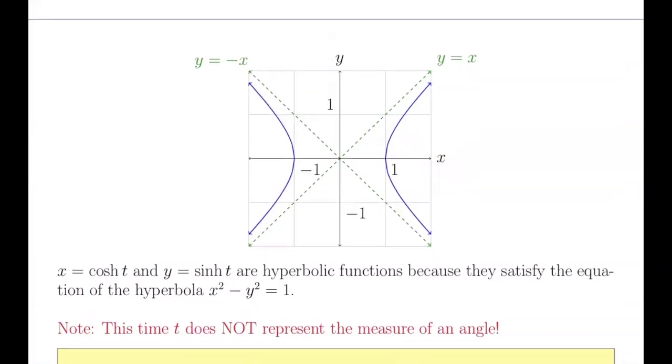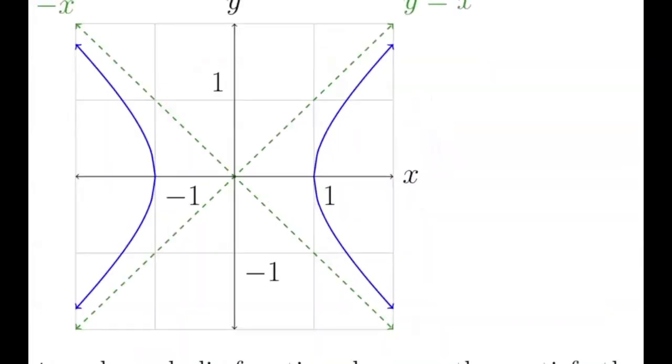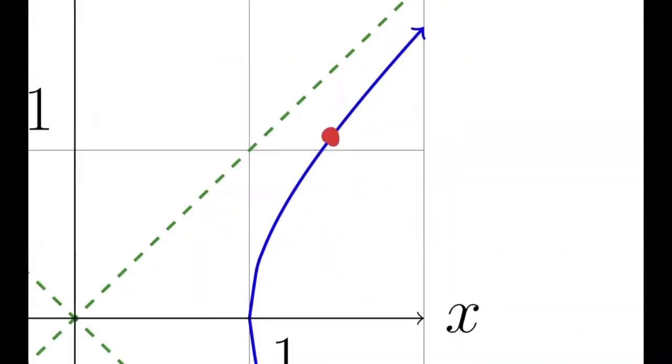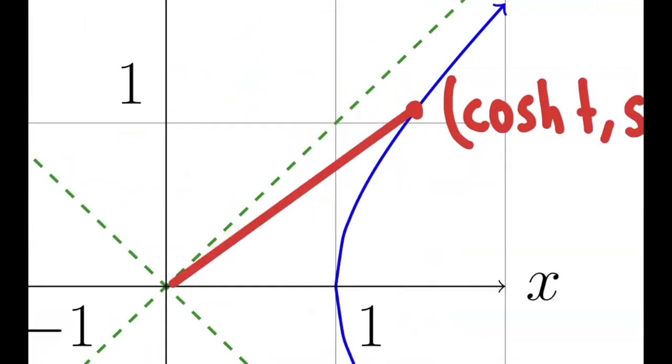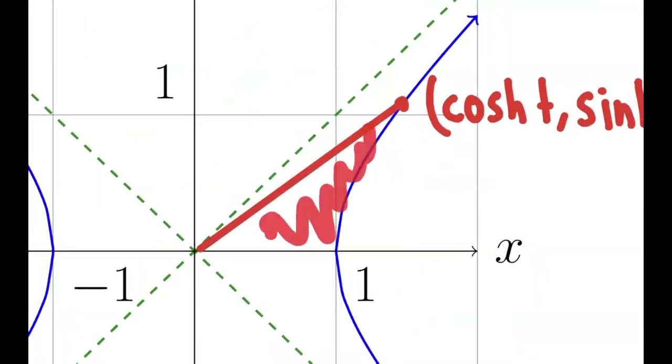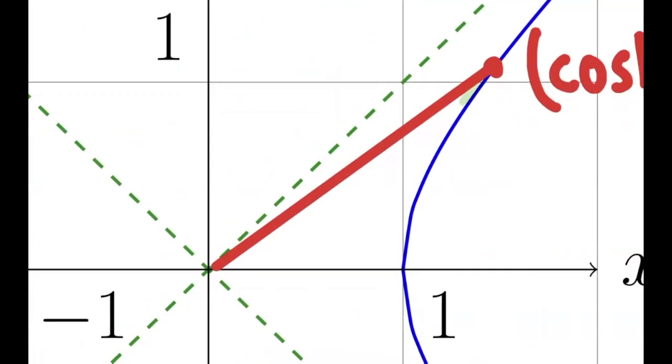So if you take a point on the right branch of this hyperbola, let me just pick a random point. That point has an x-coordinate and a y-coordinate. And the x-coordinate of this point happens to be the hyperbolic cosine of t. And the y-coordinate happens to be the hyperbolic sine of t. And let me shade this hyperbolic sector here.